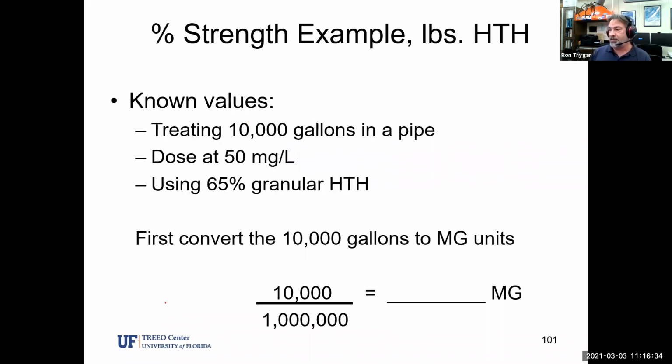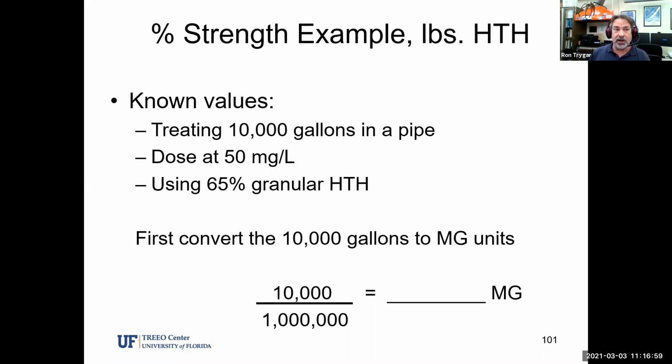We got some examples here. We have a high strength or a percent strength example. We're going to use the HTH. The HTH is calcium hypochlorite. It's the dry chemical. So what we're trying to figure out is how many pounds of dry chemical. We have some known values. We're treating 10,000 gallons in a pipe. The dosage is going to be 50 milligrams per liter.